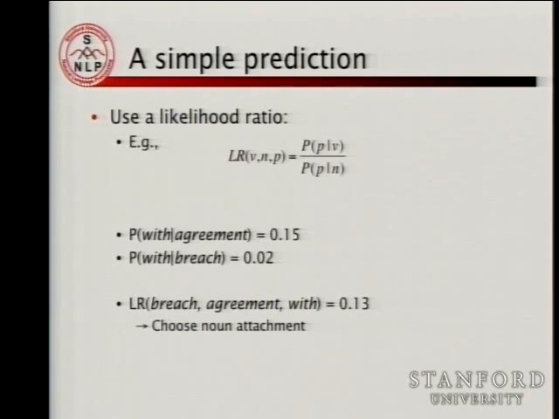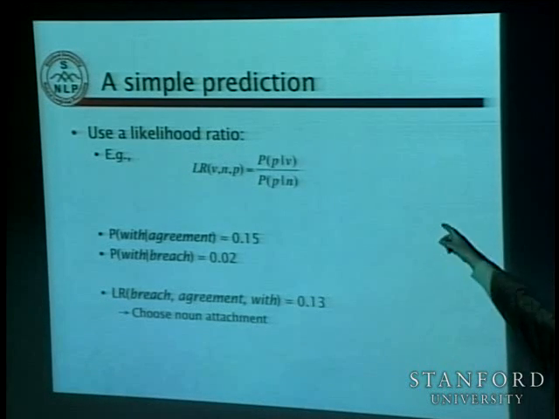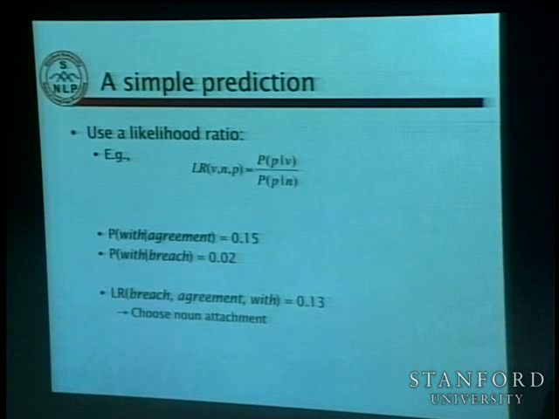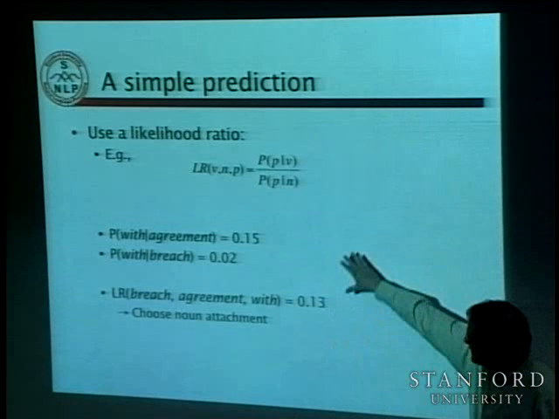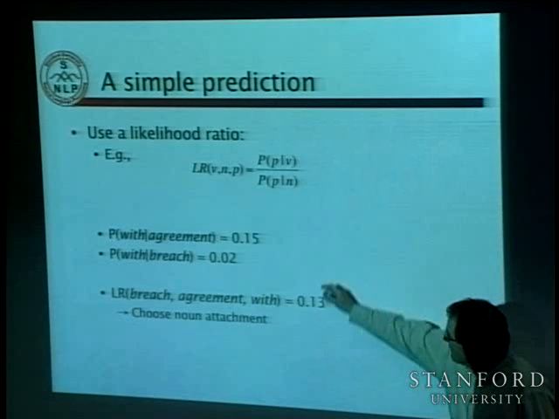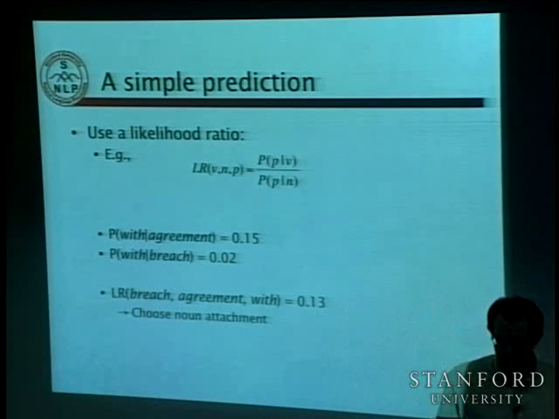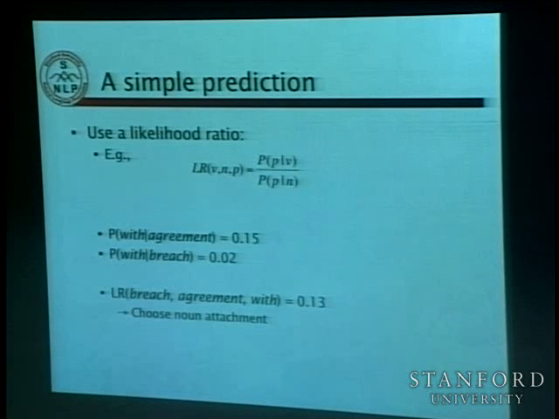Okay, so that suggests a really simple way to work these things out. Maybe we could just do a likelihood ratio. We can have a likelihood ratio of the probability of seeing a certain preposition given the verb, so that's breached with, which sounds unlikely, versus the probability of the preposition given the noun, agreement with, which sounds pretty good. If you do some data counts, you find that you get a lot more of agreement with, and so your likelihood ratio favors about 7 to 1 going with a noun attachment. So that works out fine.